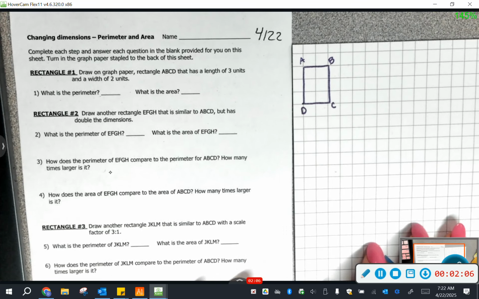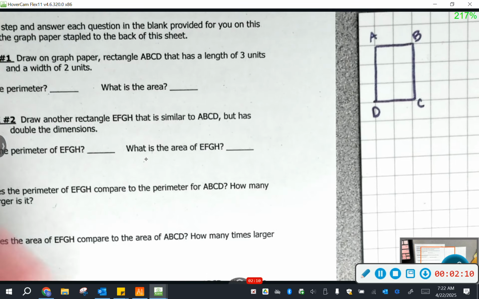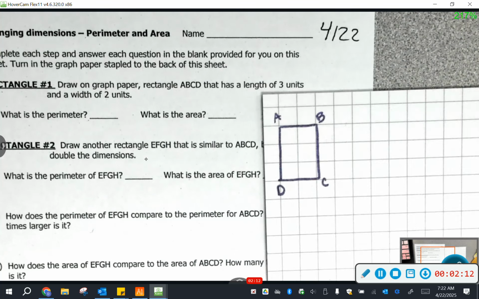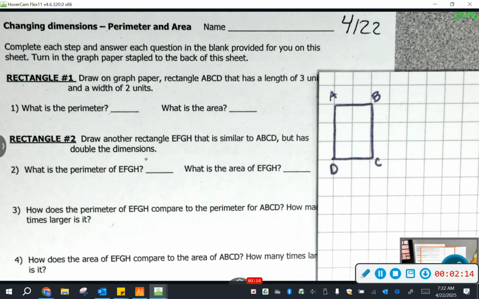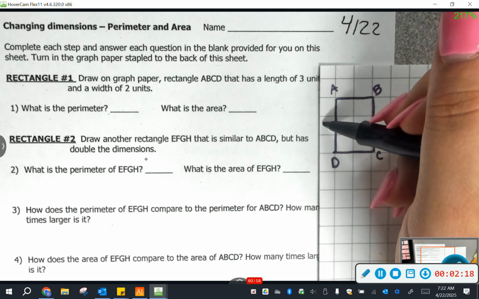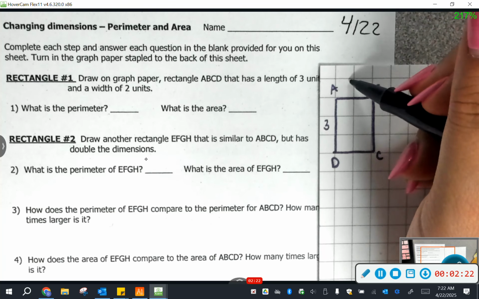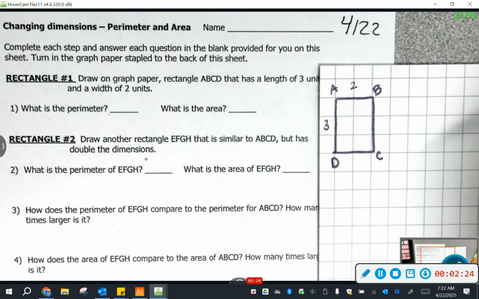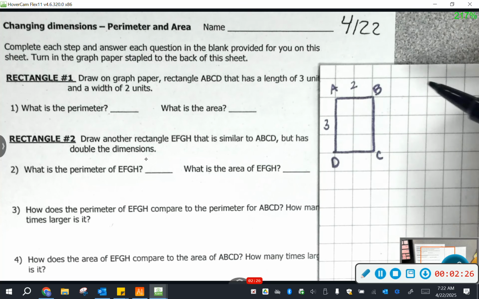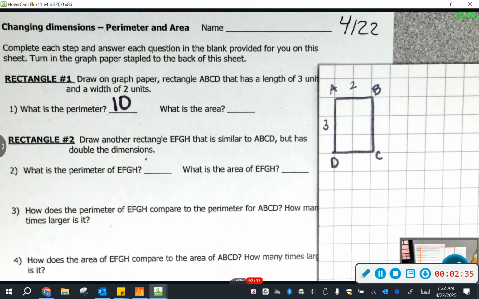What is the perimeter of this rectangle? What does perimeter mean? Add up all the sides. Well, what's this side right here? 3. And what's this side up here? 2. So what do I do to add up all the sides? 3 plus 2 plus 3 plus 2. What is that? 5 plus 5 is 10. So everybody for their perimeter put 10.